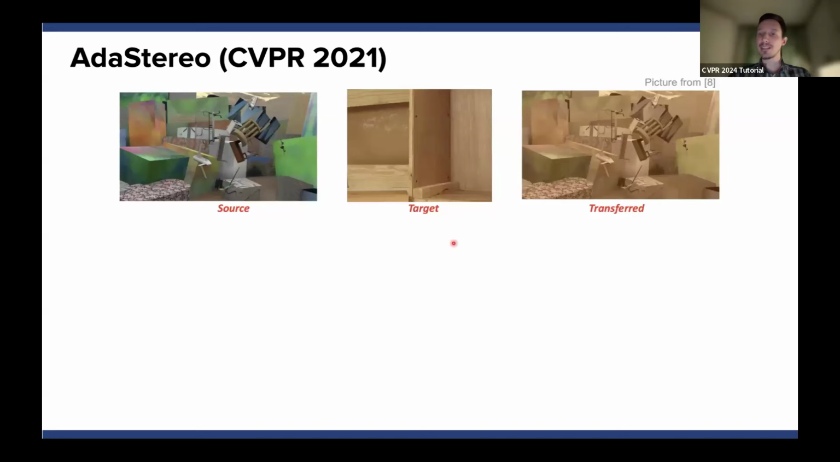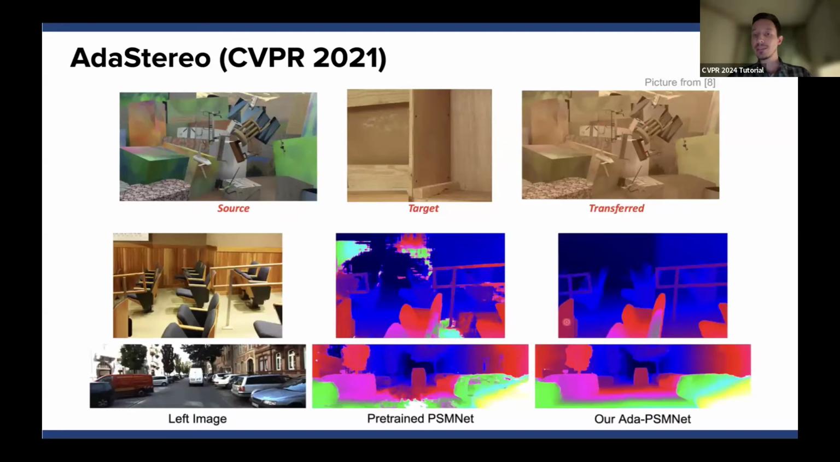And here we can see some examples of what happens by transferring the colors from the target to the source domain. So here we have a synthetic image from the SceneFlow dataset. Here we have a real image from the Middlebury dataset. And this is how the SceneFlow image looks after we have transferred the color from Middlebury to the synthetic dataset. And here at the bottom, we can see the effectiveness of this approach. We can see some images from KITTI and Middlebury and some qualitative results obtained by the pre-trained PSMNet checkpoints available from the original paper, as well as those trained by implementing the AdaStereo framework jointly with the PSMNet architecture. And we can notice how the results are much cleaner. Several artifacts are no longer present, either on Middlebury or on the KITTI dataset.